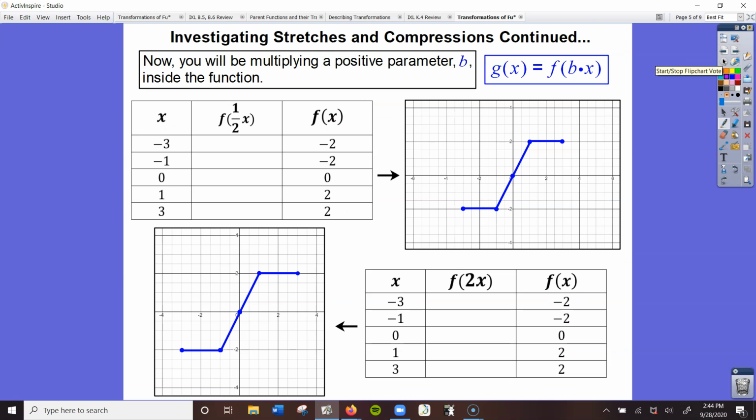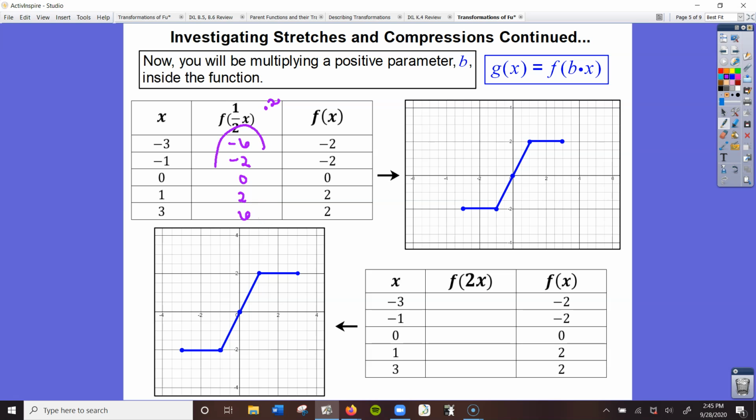Now we're going to investigate horizontal stretches and shrinks. Here you'll notice that the 1/2 is inside of the parentheses with the x. That means that it is going to affect your x values. And remember what I said earlier, whatever it says for you to do inside of the parentheses, you must do the opposite. So instead of dividing by 2, I am going to multiply the x's by 2. So all of these x's here, if I multiply them by 2, I would get -6, -2, 0, 2, and 6.